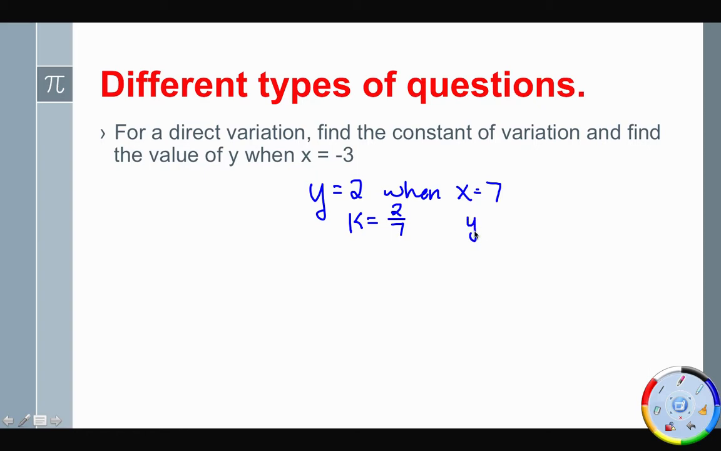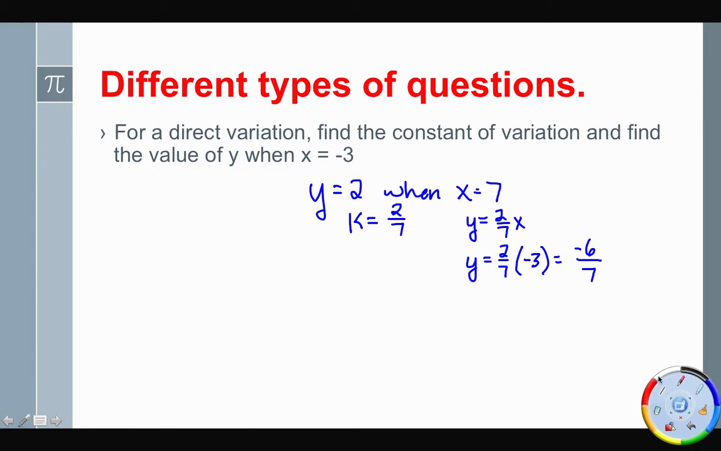So I can set up my equation and say y is equal to 2 over 7 x. And since I want to know what is the y value when x is -3, I'm going to plug the -3 in for x. And I get a y value of -6 over 7. Now, this is one way to solve this problem.